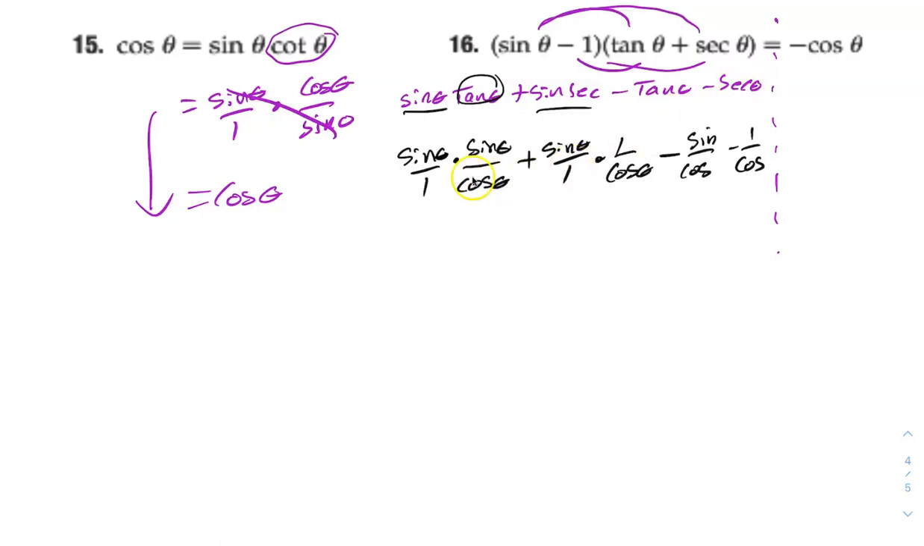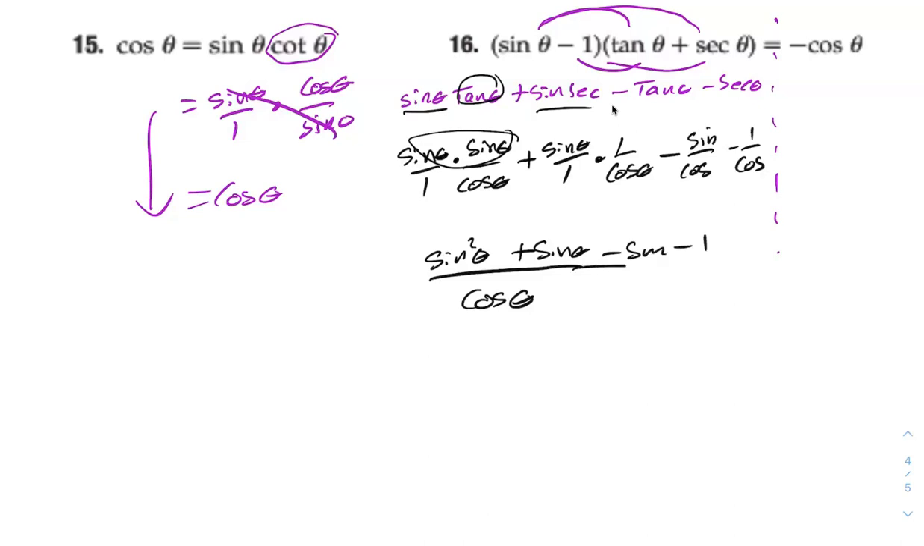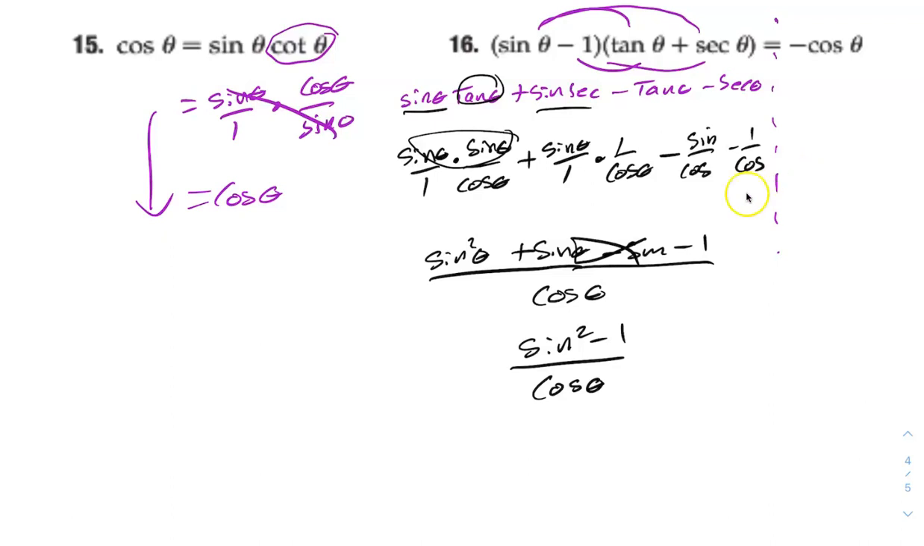But what do you notice right away? All the denominators are cosine. I can combine all the tops. So it's something like this. Cosine on the bottom. On top, this is sine squared plus sine minus sine minus 1. Like that. Right? So sine times sine is sine squared. This is just sine. That's just negative sine. That's just negative 1. And what happens next? Well, those cancel out. And I just get sine squared minus 1 over cosine theta. You're like, that doesn't look like this.